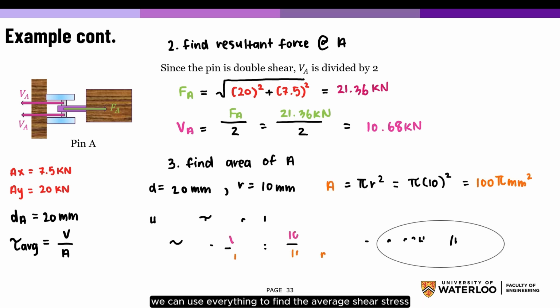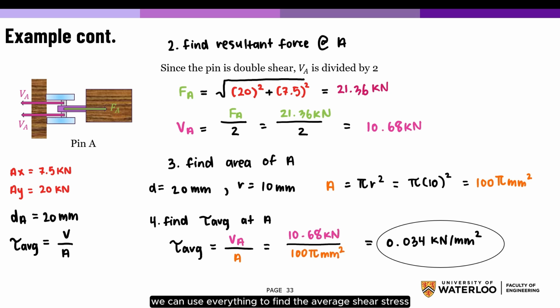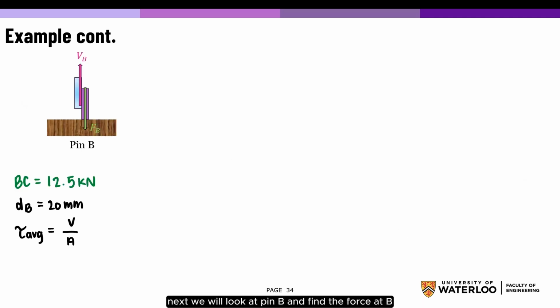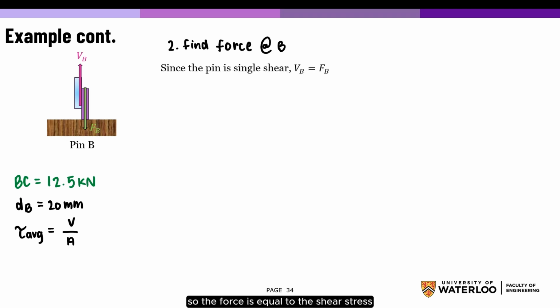Now we can use everything to find the average shear stress using this formula, which will give us 0.034 kilonewtons per millimeter squared. Next, we will look at pin B and find the force at B. Pin B is a single shear, so the force is equal to the shear force. This gives us a shear force of 12.5 kilonewtons.